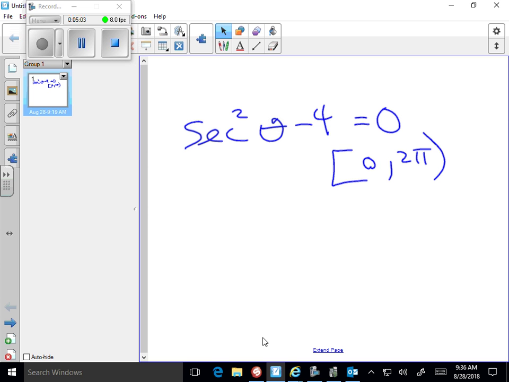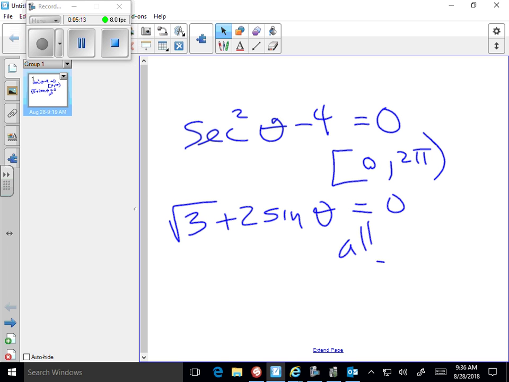Okay, so next one, let's have all solutions to this one. Square root of 3 plus 2 sine theta equals 0. And we're looking for all solutions, not just 0 to 2 pi.